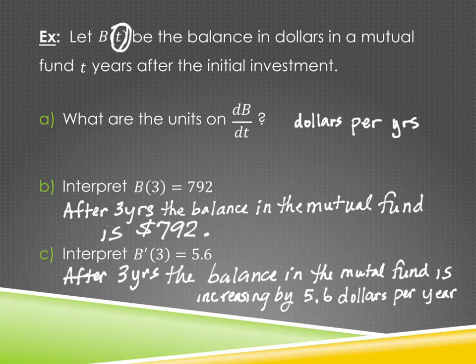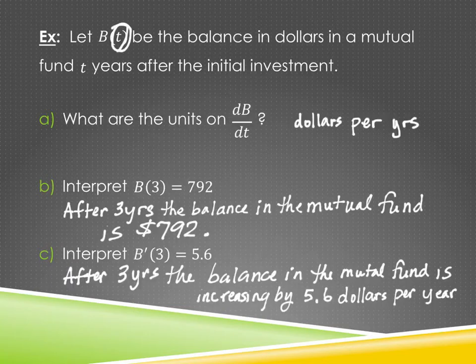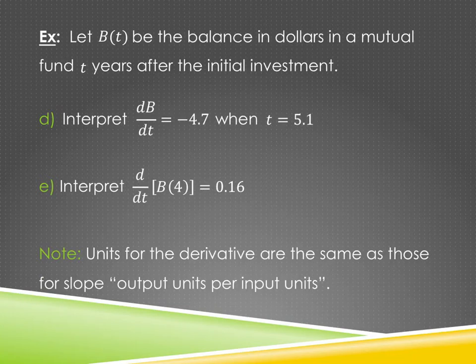$5.6 per year. Any questions on that one? Okay, we're going to do the same kind of thing again on part D. Still interpreting the description. So this one looks a little different. The last one had that prime notation, right? B prime of 3 equals 5.6. This one says dB dt equals negative 4.7 when t is equal to 5.1.